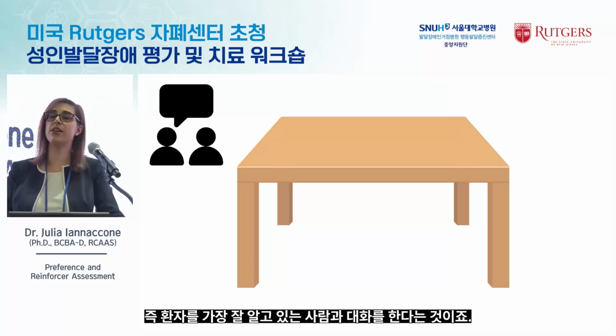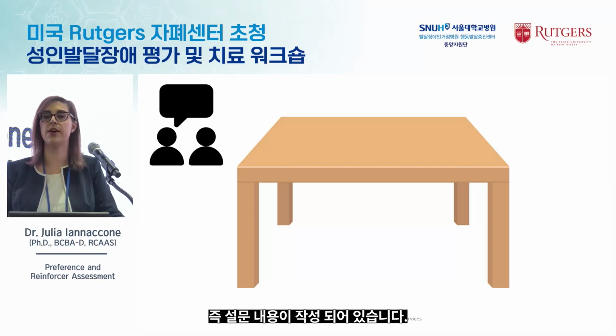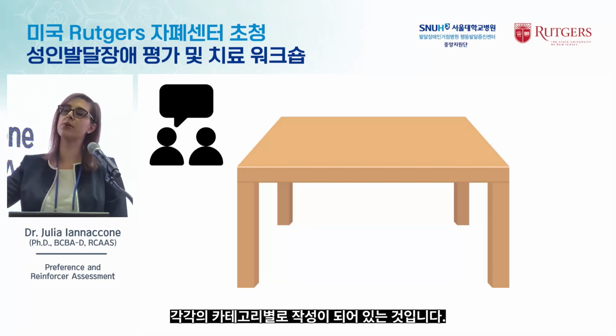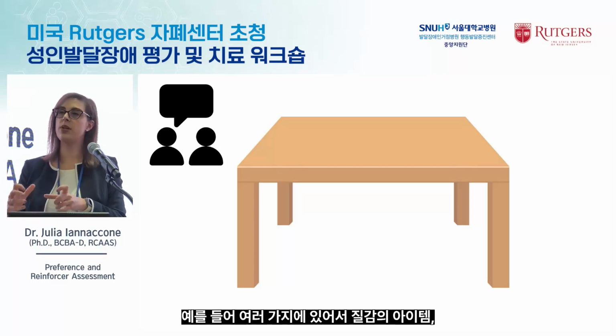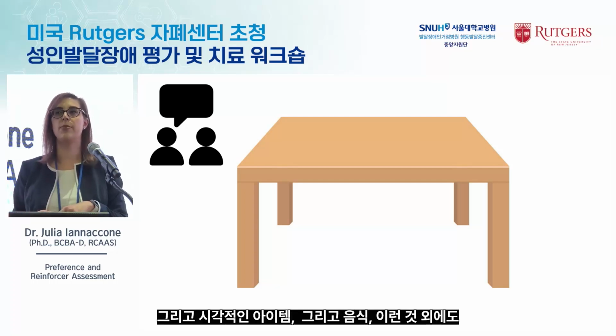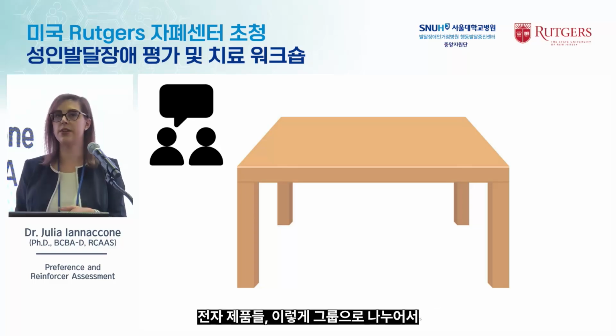There are some standardized questionnaires, like the RAISED, which was published a few years ago, and it breaks down different categories of items, like different kinds of foods, different kinds of textual items, different kinds of visual items, electronic items. And so you would ask the caregivers, what are some electronic items that they like? And then you list them down.